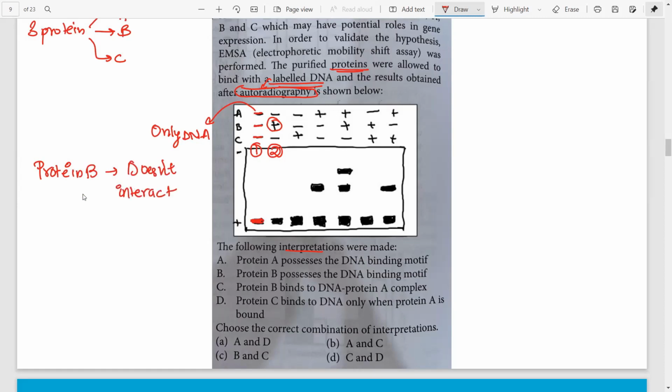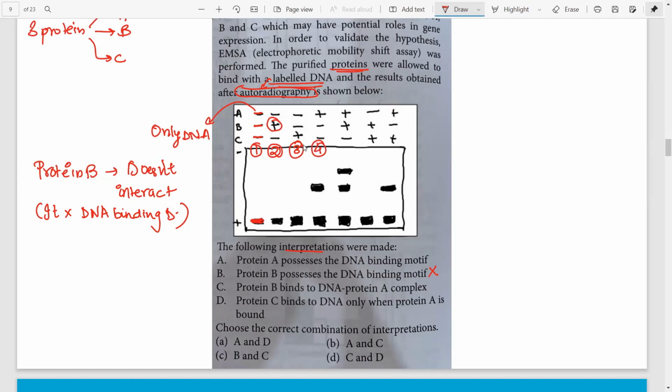What does that mean? That essentially means that it doesn't have a DNA binding domain. So look at one of the options. It says protein B possesses a DNA binding motif. Absolutely incorrect. If it had the motif, then it should have bound and the mobility should have decreased. You should have observed a shift in that. Let us move to lane 3. Similar type of thing is done. Here you add protein C, and on adding protein C also the same result is obtained. So that also means that protein C does not have a DNA binding domain.